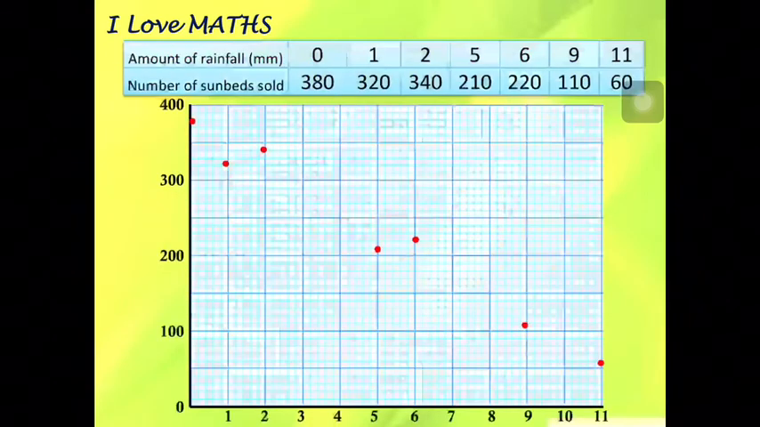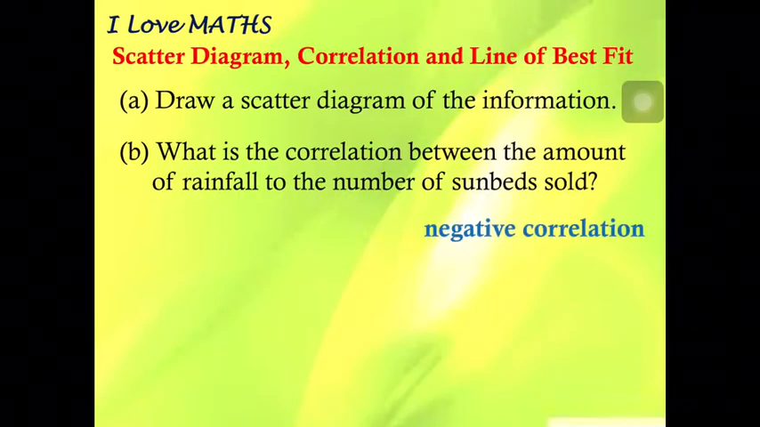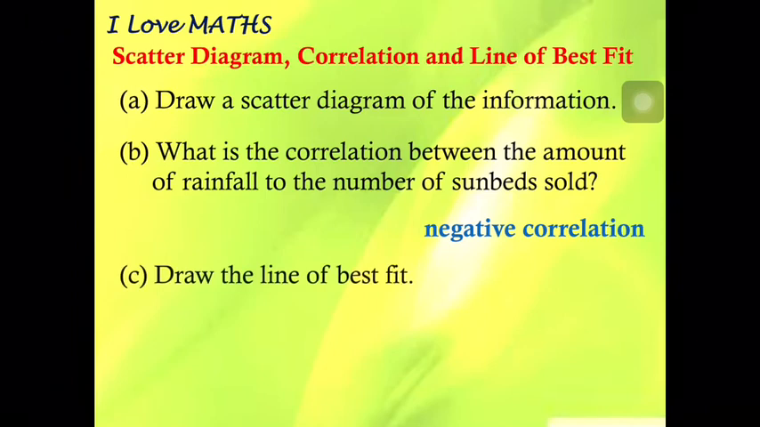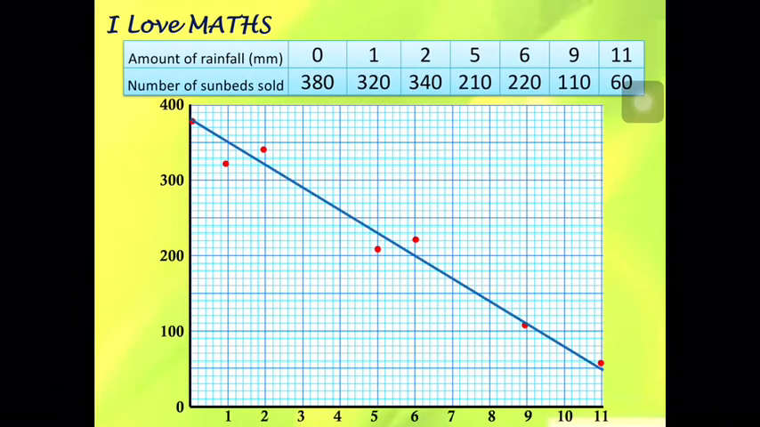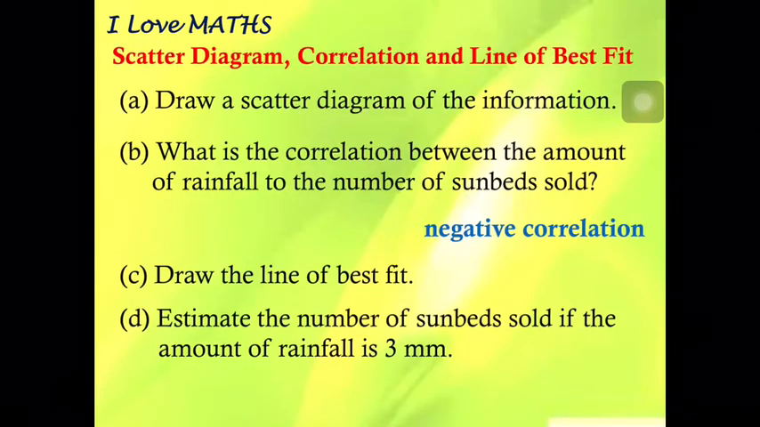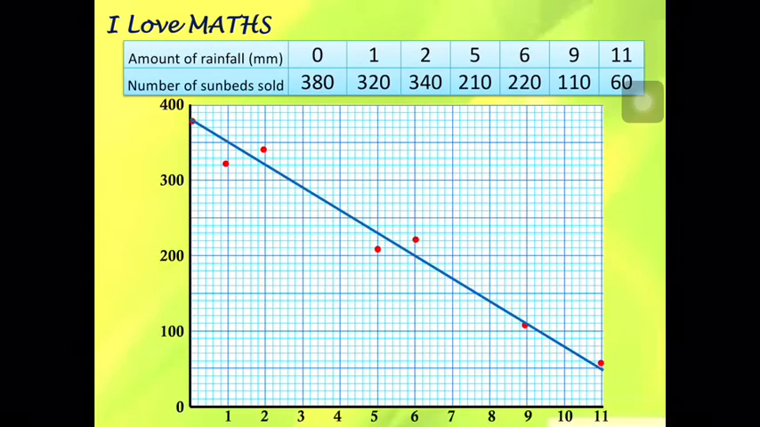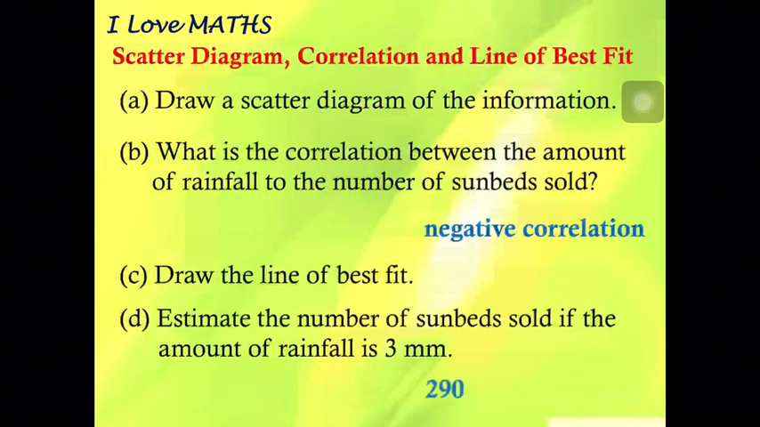The trend of the points is slanting downward to the right. Therefore, the correlation is a negative correlation. Draw the line of best fit. This is the line of best fit for this scatter diagram. Estimate the number of sunbeds sold if the amount of rainfall is 3 millimeters. By looking at the graph, draw a line from 3 millimeters towards the line of best fit and determine the number of sunbeds sold, and that is 290 sunbeds.